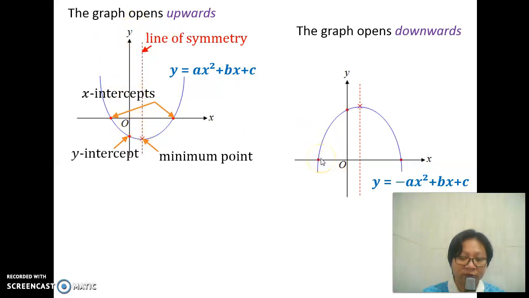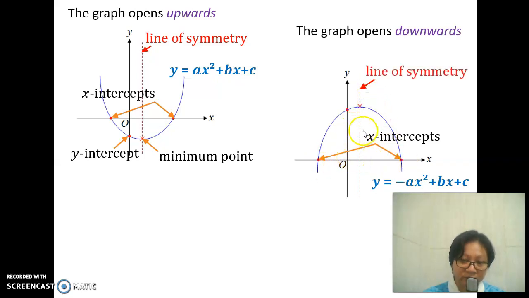The same with the graph on the right side here. These 2 points are x-intercepts. The other name for x-intercepts is roots, just like in square roots. So the x-intercept is when the graph cuts the x-axis. And this is the line of symmetry. The line of symmetry divides the base. The base is measured from the x-intercept on the left to the x-intercept on the right. The line of symmetry divides the base into 2 equal parts.